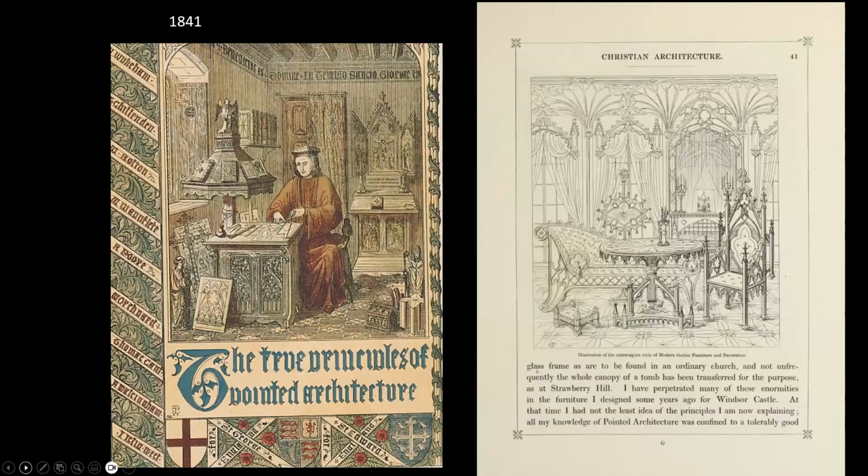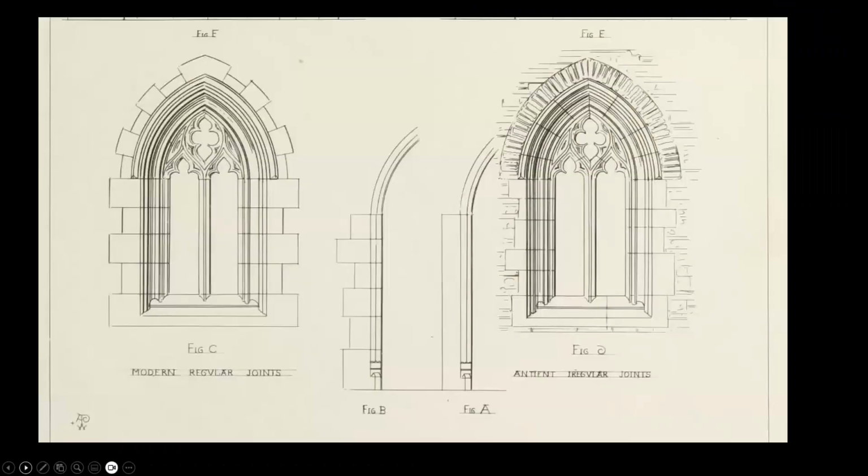And you can see here that Pugin admits, "I have perpetrated many of these enormities in the furniture I designed some years ago for Windsor Castle. At that time, I had not the least idea of the principles that I'm now explaining," which was to turn away from the Gothic of the 18th century towards an architecturally correct format.